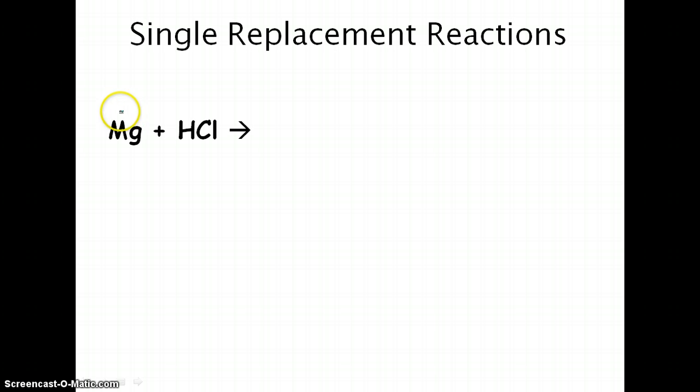All right, in this one we've got magnesium. Magnesium is a metal. When it's in a compound, its charge is 2 plus. H is technically a nonmetal, but in this instance it has a 1 plus charge. And Cl is 1 minus. So the positives are going to be swapping places. So H will be by itself, and Mg is going to be in the middle now.